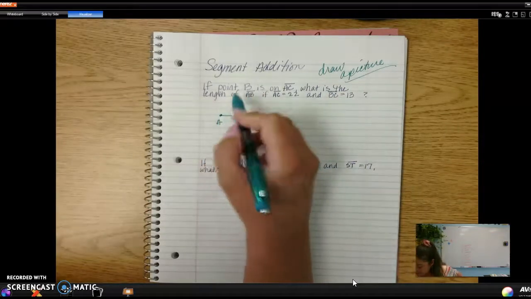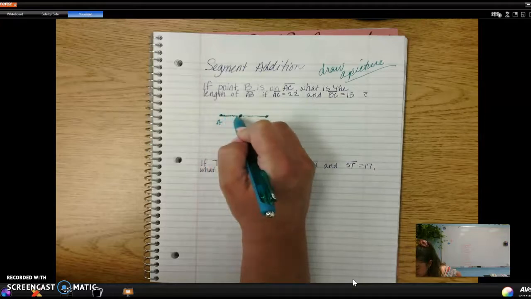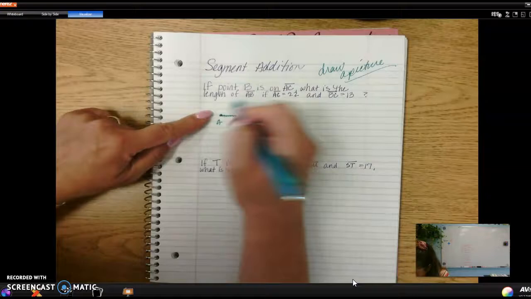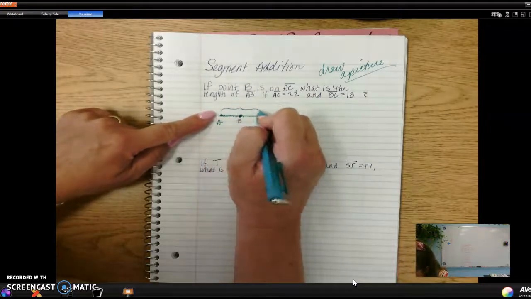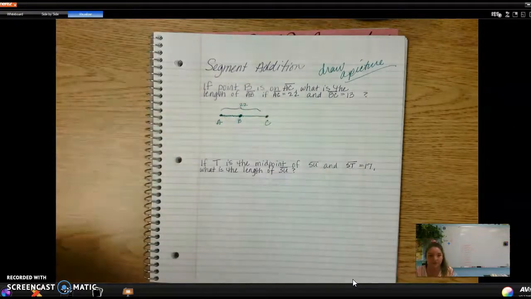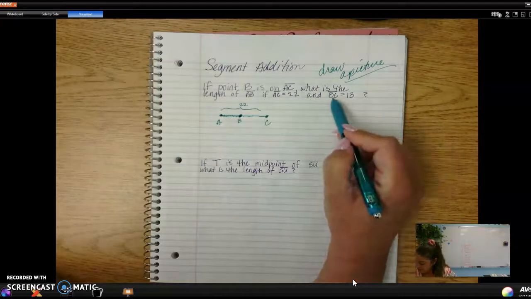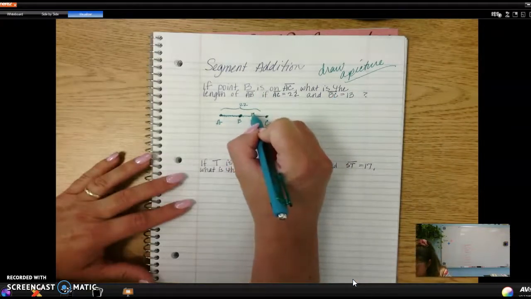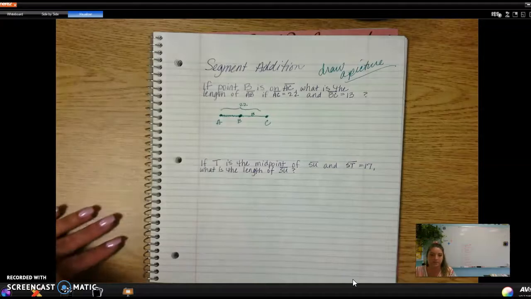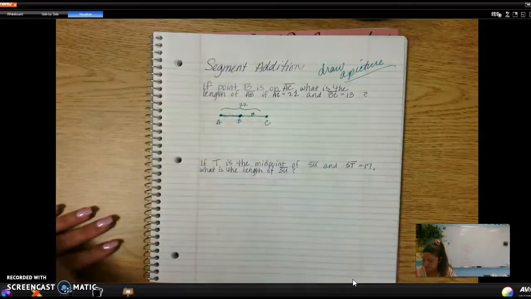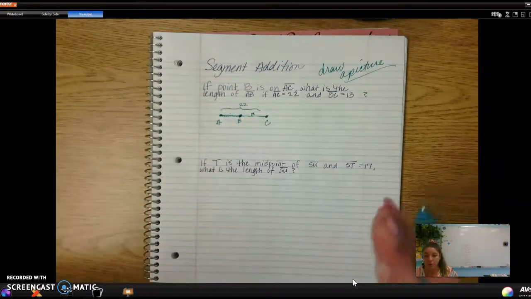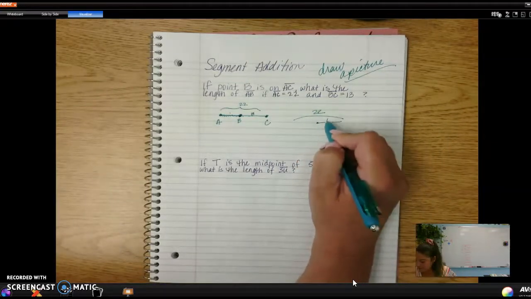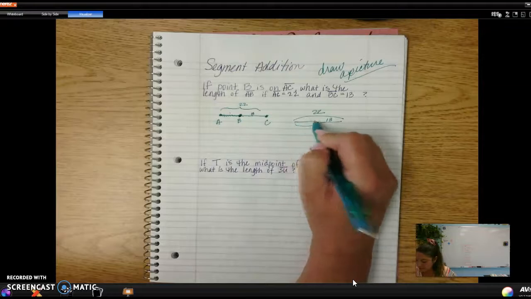Okay, it says, what is the length of AB? So how long is this piece right here? This is what we don't know. If AC is 22, so this entire length is 22, okay? And then BC, so just segment BC is 13, so just this piece right here is 13. So we have to find this missing piece right here. If the whole thing is 22 and just a piece of it is 13, what's the missing piece right here?